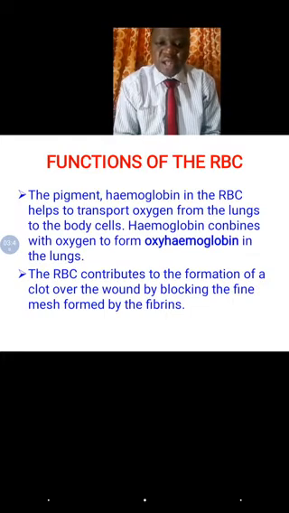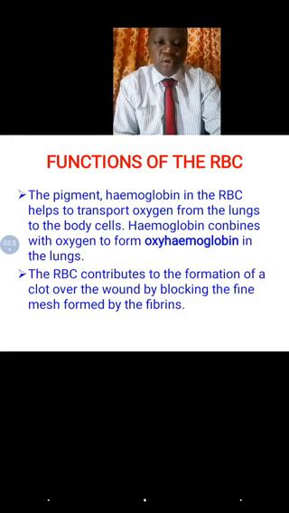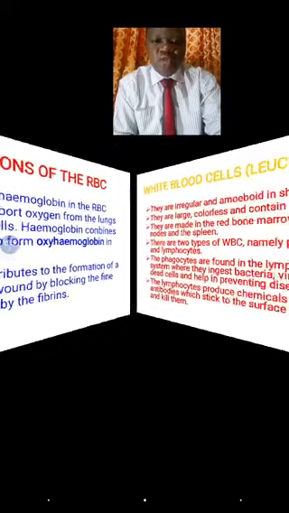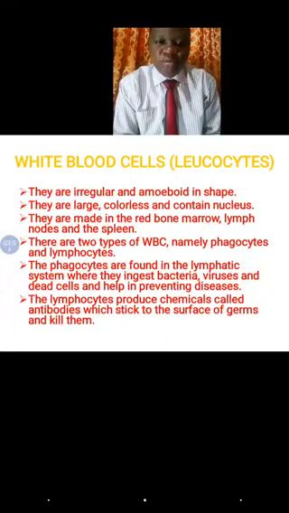Apart from that, the red blood cell also contributes to the formation of a clot, which we are going to look at. Let's move on to talk about white blood cells. They are irregular and amoeboid in shape. They are large, they are colorless, and contain a nucleus, unlike the red blood cell. They are made in the red bone marrow, lymph nodes, and the spleen.